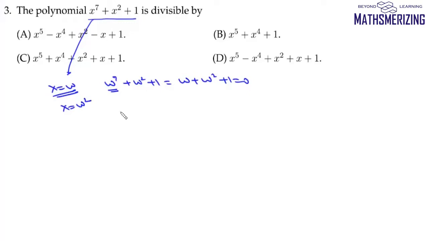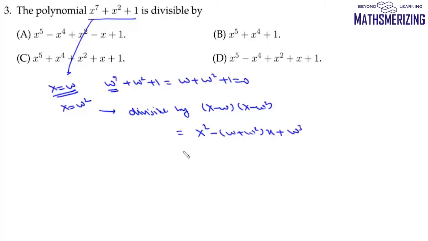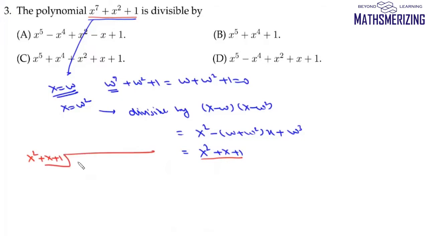So that means this polynomial is divisible by (x minus omega) into (x minus omega square). Now we simplify this. We'll write this as x square minus (omega plus omega square) x plus omega cube. So this polynomial will be divisible by x square plus x plus 1. Now what we'll do is divide x to the power 7 plus x square plus 1 by x square plus x plus 1. So we can write x square plus x plus 1 dividing x to the power 7 plus x square plus 1.